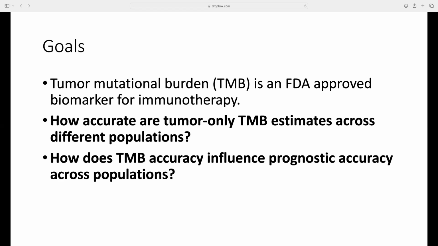And the questions that we wanted to ask with this study are, first of all, in many cases, and in particular, this was the longstanding case at Dana-Farber, tumor mutational burden, which is basically the total number of somatic mutations that a tumor has, is measured using sequencing only of somatic or tumor data. We wanted to ask how accurate these estimates were across different populations, and whether the differences in accuracy have an influence in how predictive this biomarker is.